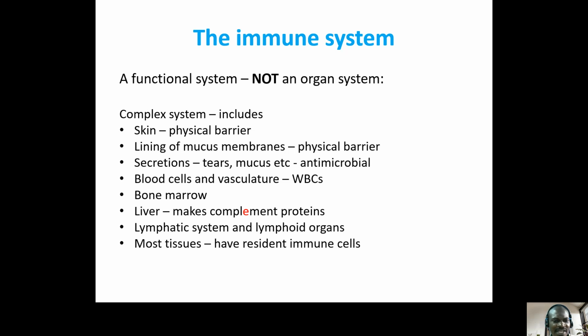The immune system is a bit complex in nature. It has the skin, which acts as a physical barrier. It has the lining of the mucous membrane. It has secretions such as tears. I'm going to explain all this. The bone marrow, all this makes up the immune system.